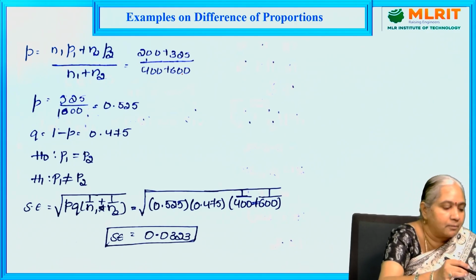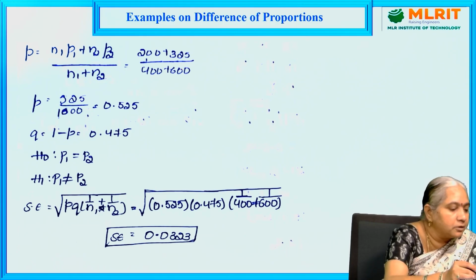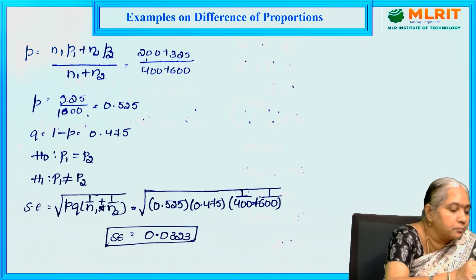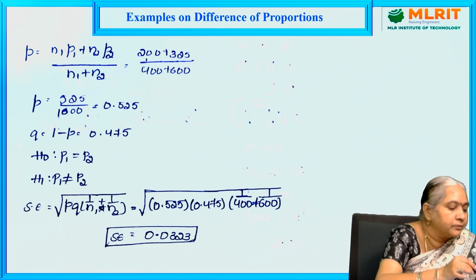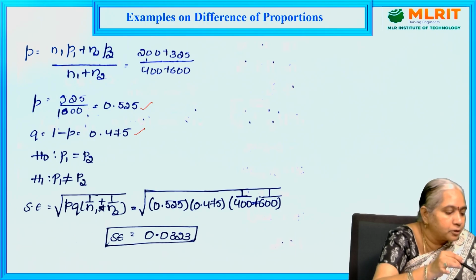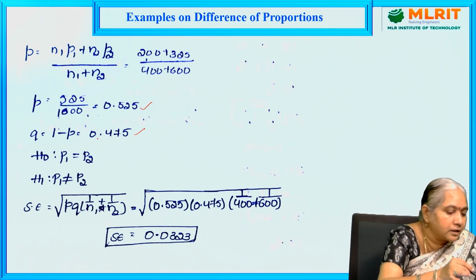These two are sample sizes. After simplification, we get for both the samples the common proportion, that is 0.525. So Q equal to 1 minus P. So this is the sample proportion and this is the Q value, 1 minus P.